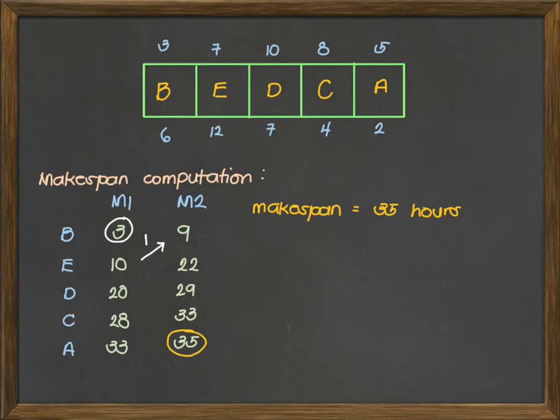So, between 28 and 29, so mas malaki pa rin naman yung kay machine 2. And again, between 33 and 33, so equal lang sila. So, wala na tayong ibang makikitang idle time. So, idle time is 3 plus 1. So, we have a total of 4 hours idle.